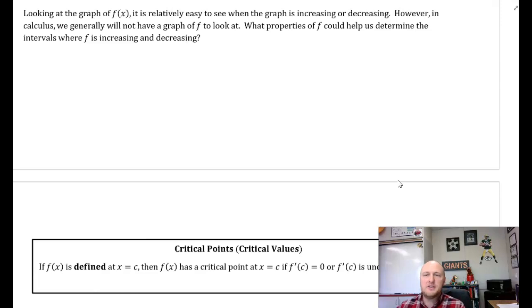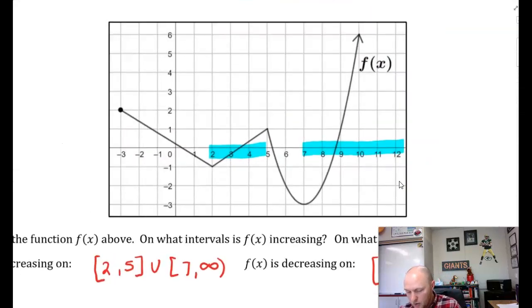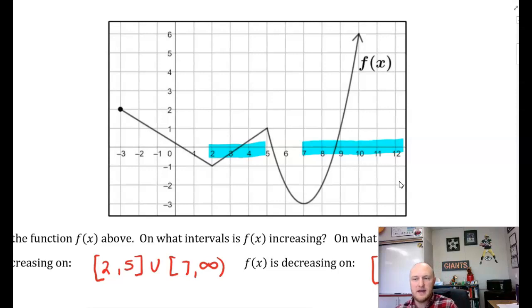Okay, so looking at the graph of f of x, it's really easy to see where it's increasing and decreasing. However, in calculus, we generally do not have a graph of f to look at. What properties of f could help us determine where f is increasing and where it is decreasing? I'm going to show you the graph. I want you to pause me. What properties can we look at to help us determine where a graph is increasing and where it is decreasing?